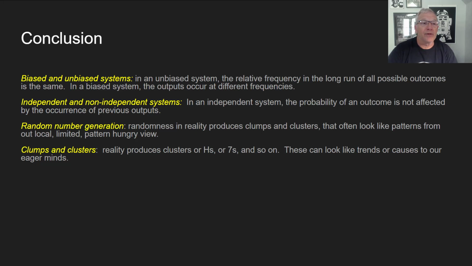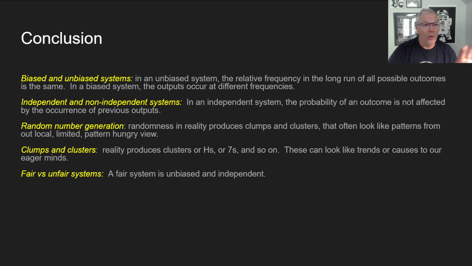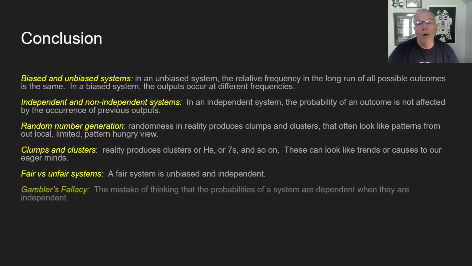Reality produces clusters of heads or of sevens or whatever else we might encounter. These can look like trends or causes to our eager minds. And we've defined fair versus unfair systems. A fair system is unbiased and independent, and an unfair system is one that lacks either or both of those properties. So it's unfair if it's biased. It's also unfair if it's dependent, or both, neither.